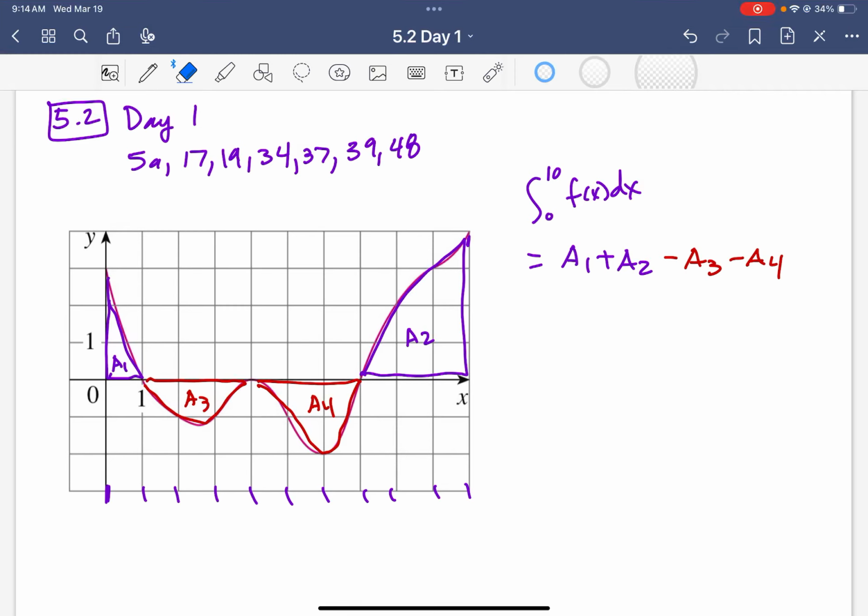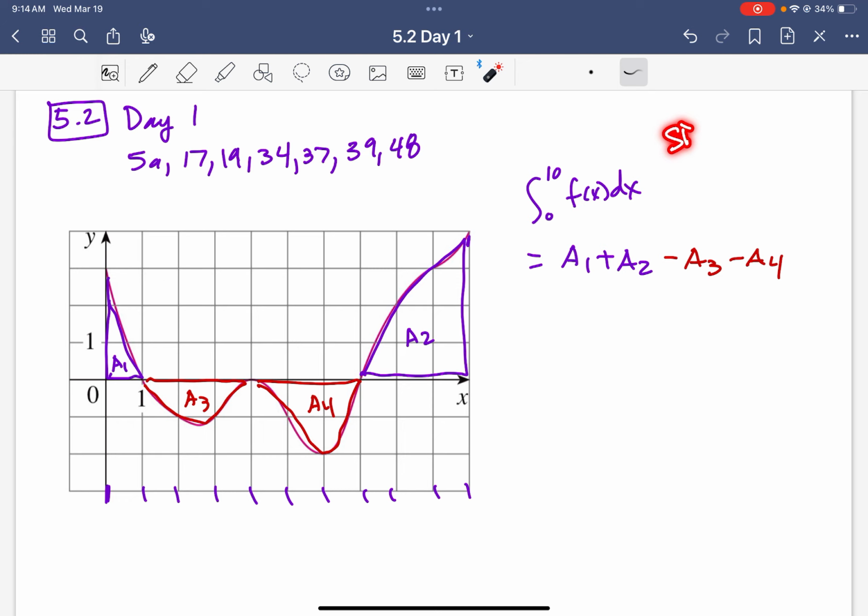5.2 day 1, we start off by approximating this area. It's the integral from 0 to 10 of f of x dx. The way we read that is the area under this curve from 0 to 10. So notice I said under, I mean between the curve and the x-axis.